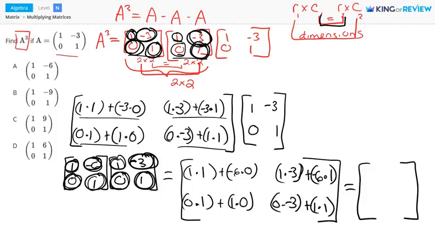So now I'll calculate each of these entries. We have 1 times 1 plus negative 6 times 0. This gives us 1. 0 times 1 plus 1 times 0 is 0. 1 times negative 3 plus negative 6 times 1 is negative 9. And 0 times negative 3 plus 1 times 1 equals 1. So this is our final answer, and this is letter B.